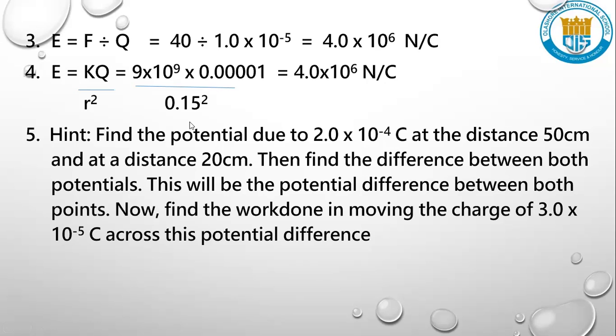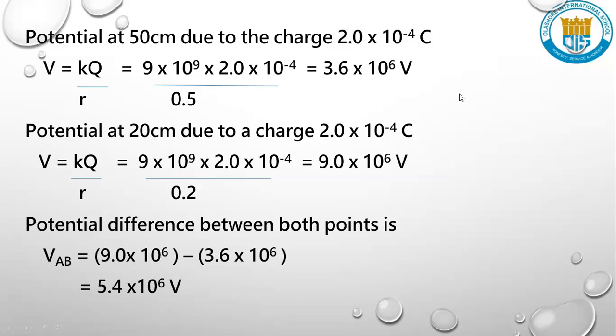So, having said that, that's the hint. Now, I'll take you to the solution, how we solved it. Look at the solution. The potential at 50 centimeters due to the stationary charge. The stationary charge is already an existent charge. It's already at a point. That means it already has a potential around it. So the potential that stationary charge has at 50 cm is what we found using our formula for potential, V equals KQ over R.